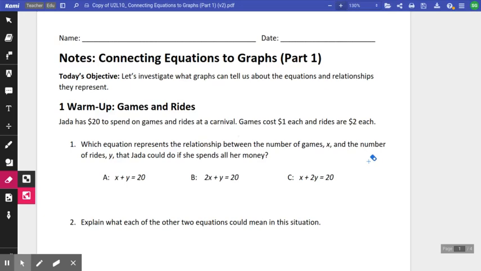Hello, wonderful algebra students. This lesson is going to be on connecting equations to graphs. Notice it is part 1, so we'll be starting this topic today and finishing it up tomorrow. The lesson, like I said, is connecting equations to graphs.